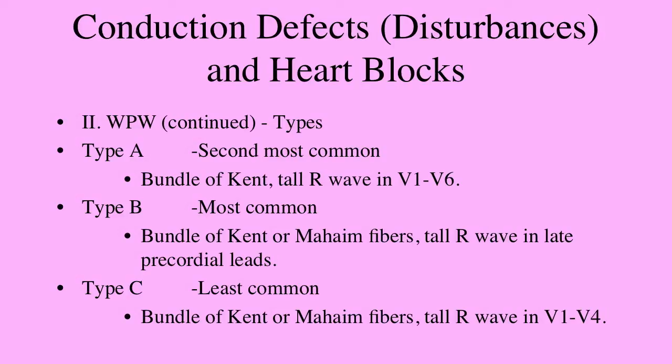The first one is type A. This is the second most common. It uses, as an accessory pathway around the AV node, the bundle of Kent, and it has a tall R wave in V1 through V6.